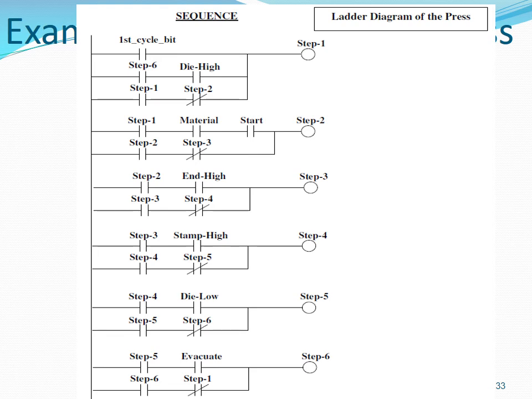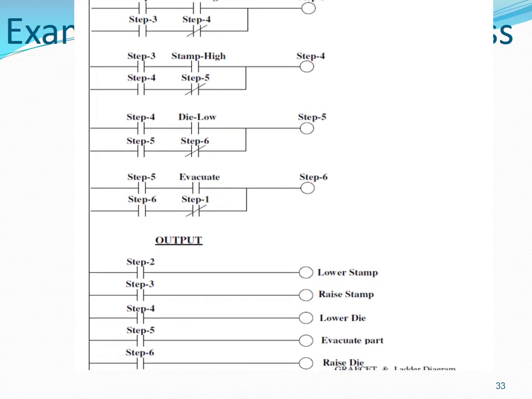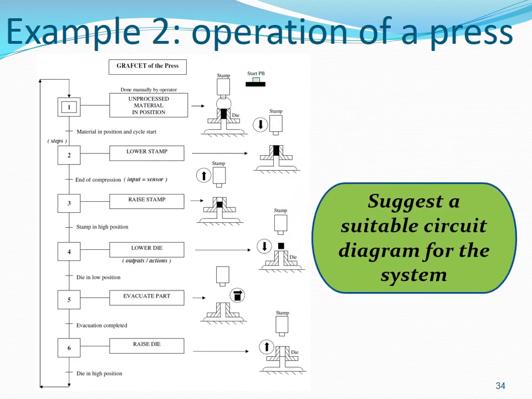This is the suggested ladder program for running the press. You can look at it more carefully and analyze it so that you understand how it links to the operation of the press as described. Also suggest suitable circuit diagrams to show how the various sensors and actuators are connected to the PLC.